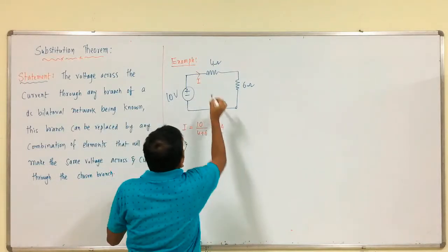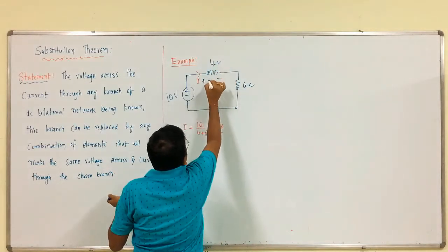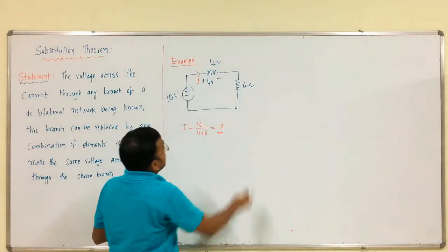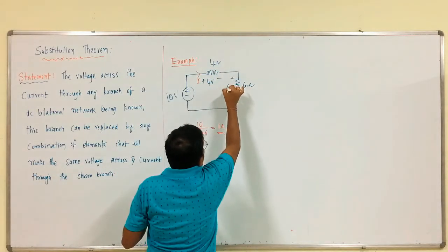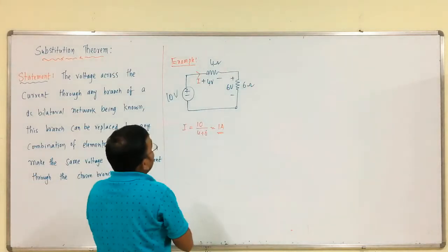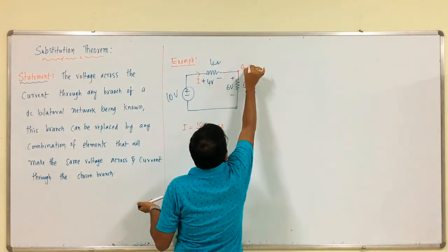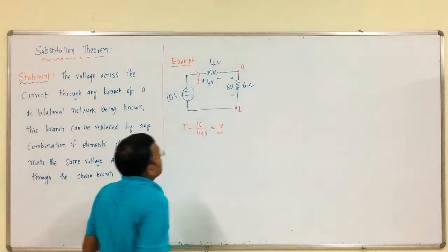Therefore, what is the voltage across this branch? That is 4 volts, right? What is the voltage across this branch? It is nothing but 6 volts. Let us say this is A, this is B.